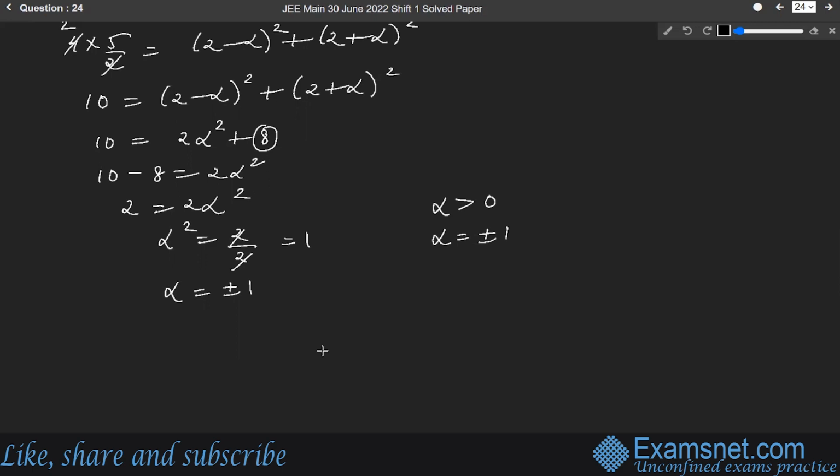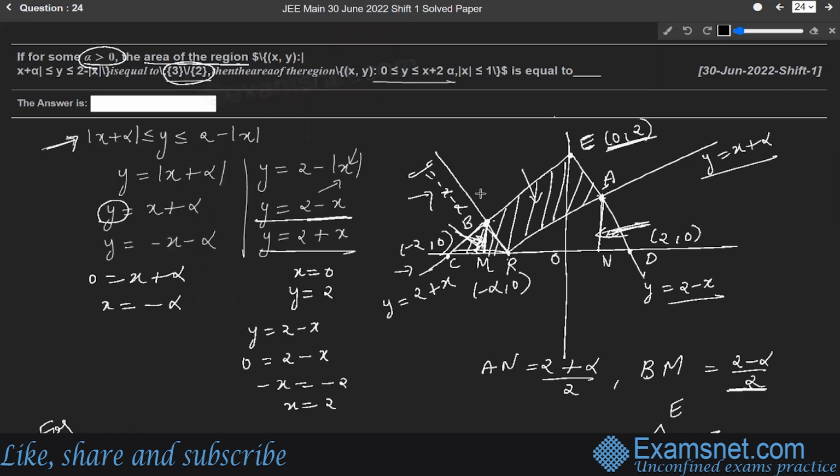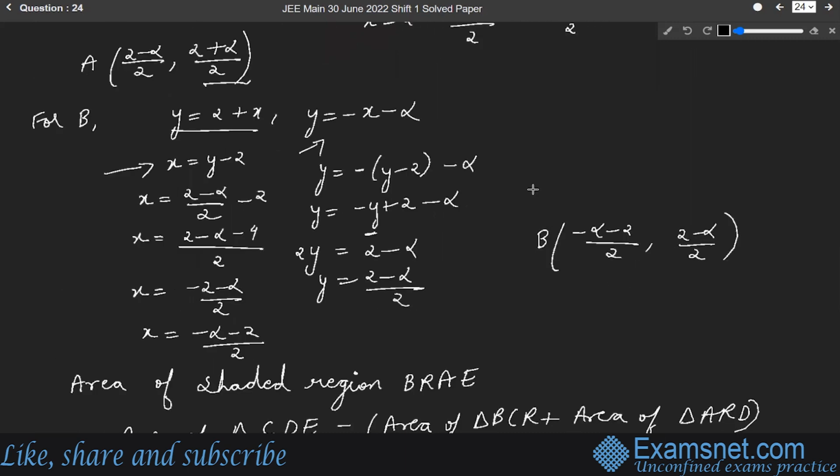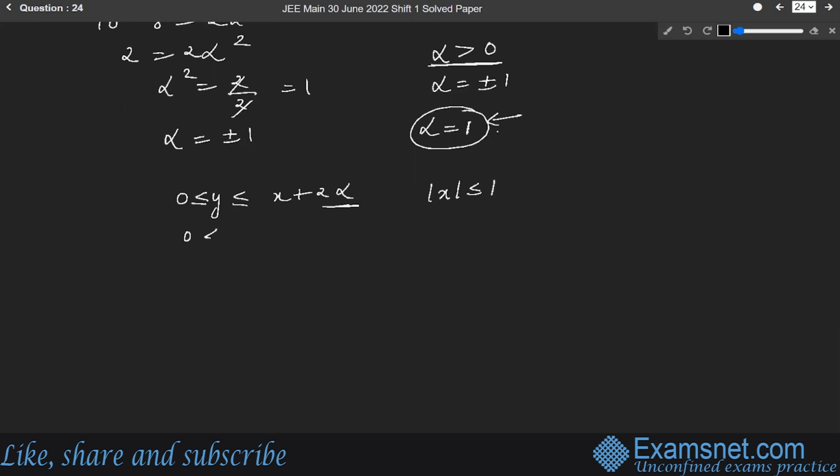Now, let us look at the region for which we have to find the area. We have to find the area of this region, right? So let us write it. The condition is y lies between 0 and x plus 2 alpha, and mod of x is less than or equal to 1. What is the value of alpha? Alpha is plus 1. We are only considering one value which is plus 1, according to alpha greater than 0. All right. So when we put alpha equal to 1 here, what do we have? y lies between 0 and x plus 2, 2 into 1 is 2, and mod of x is less than or equal to 1.